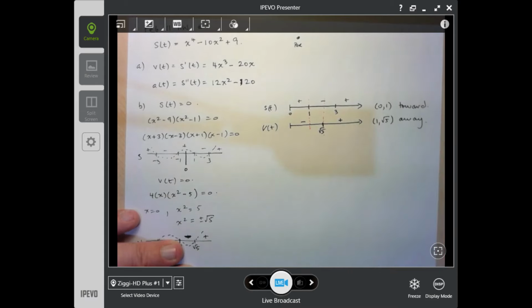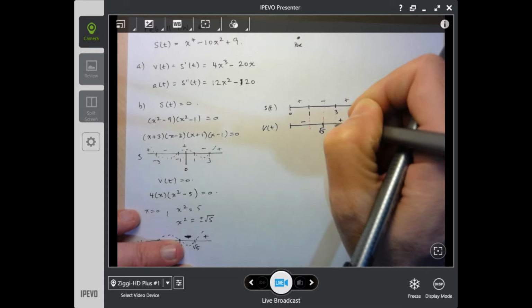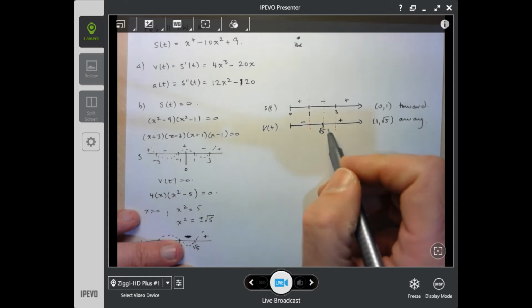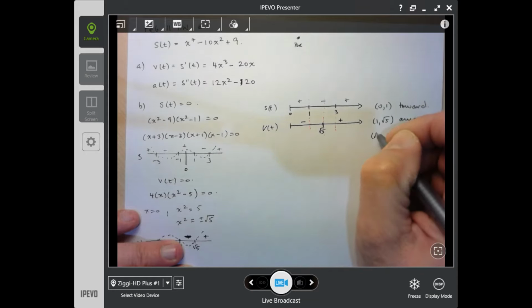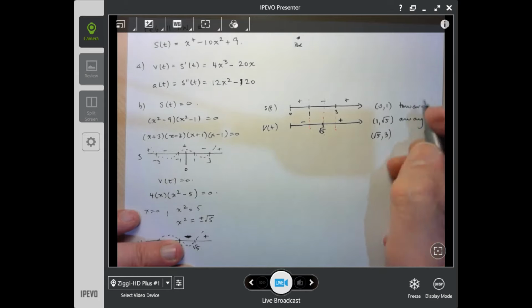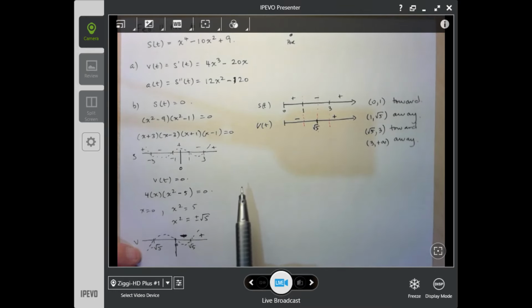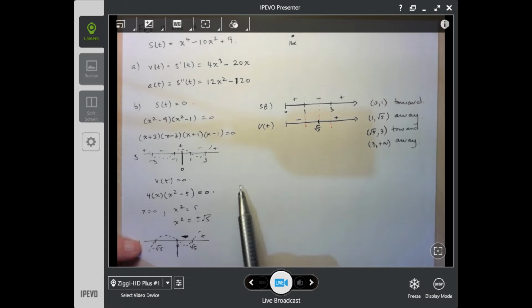And then let's look at root 5 to 3. Okay, again, the position is still negative, but now the velocity is positive. So from negative root 5 to 3, they're opposite, so I'm going to be moving toward. And then greater than 3, they're both positive, same sign, so we're going to be moving, excuse me, away. Okay, so notice here I've been able to do all this analysis by just looking at the signs of these two. All right, so if we take a look at part C, it asks us to determine the times at which the object is speeding up or slowing down.